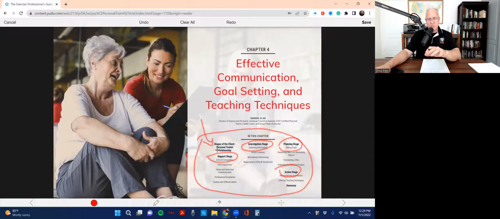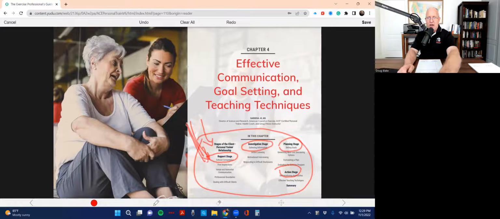Chapter 4 is basically broken down into the stages of the client personal trainer relationship. There are 4 basic stages. My recommendation, now I'm not saying that everybody does this, because for the most part, folks just move straight through the chapters. I would highly recommend you stop for a second and learn the 4 heading titles before you delve into the subheadings of the rapport stage.